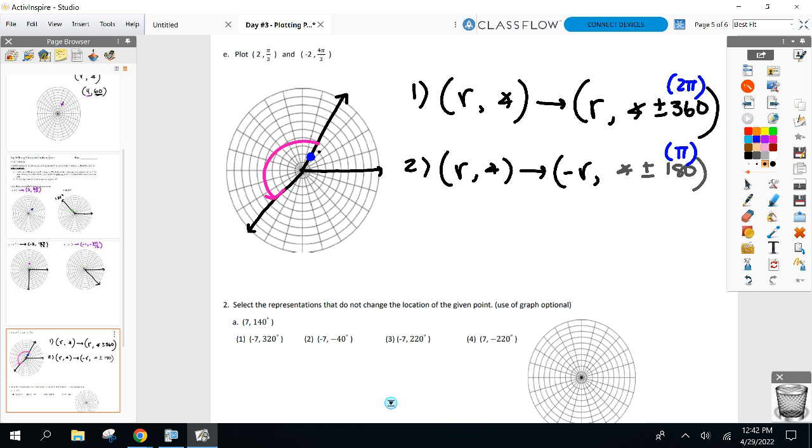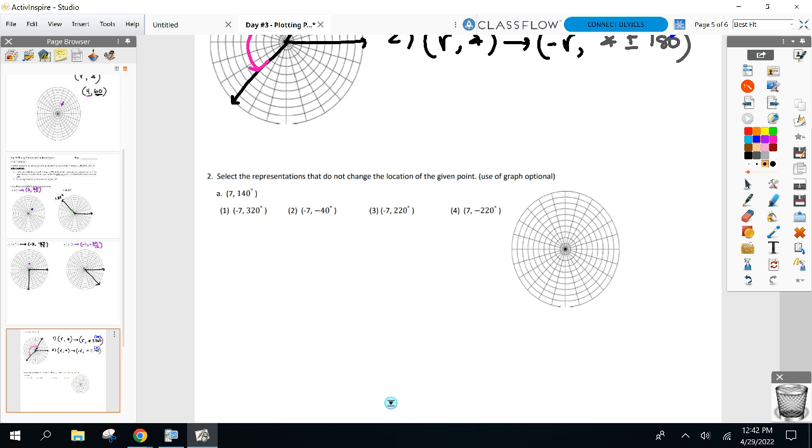I'd like you to do both at the beginning because you're going to see. Now go to number 2. All right, I got 7 and 140. There could be more than one answer here. This is not just multiple choice, pick one and you're done. Which or how many of these 4 would also land on 7 and 140?